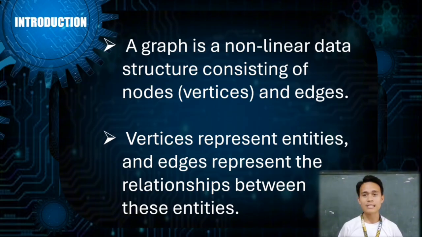A graph is a nonlinear data structure consisting of nodes, vertices, and edges. Vertices represent entities, and edges represent the relationship between these entities. When you say vertices, these are individual elements or points in the graph represented by circles or dots. When you say edges, these are the connections between the nodes represented by lines or arrows.